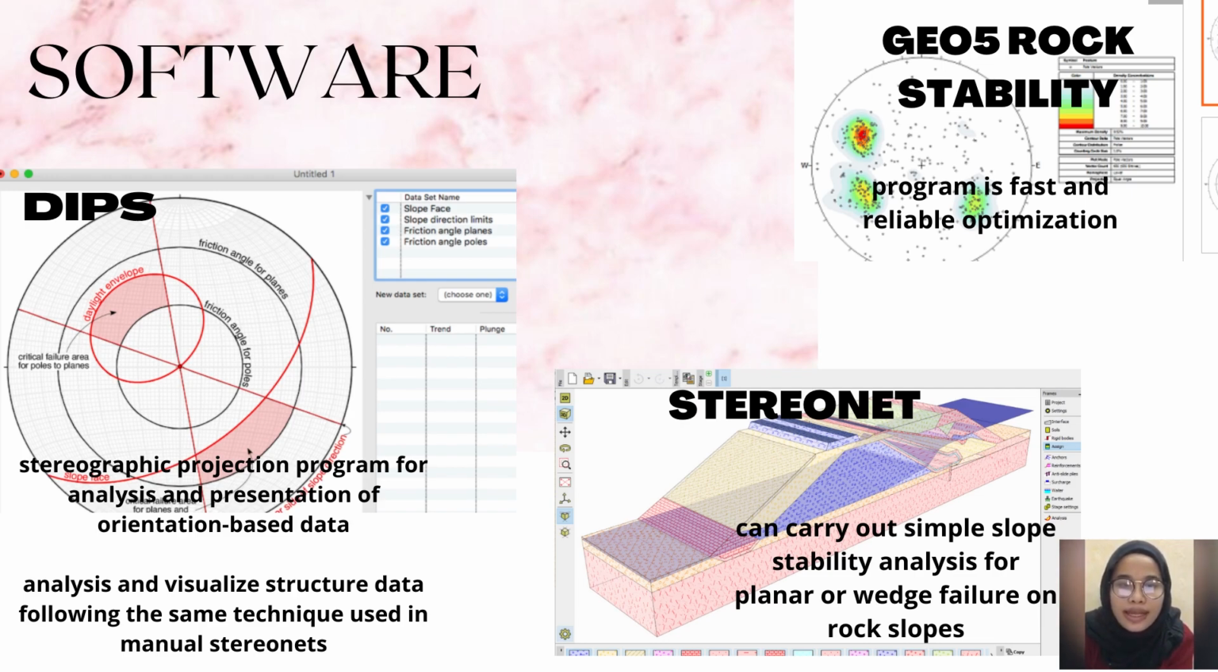DIPS also analyzes and visualizes structured data following the same technique used in manual stereonets. The second software is StereoNets, which can carry out simple slope stability analysis for planar or wedge failure on the rock slope. And the third software is Geo5 Rock Stability. The program is fast and reliable for optimization.